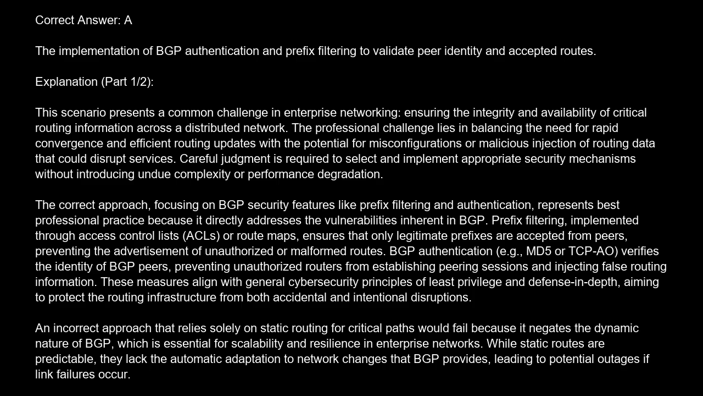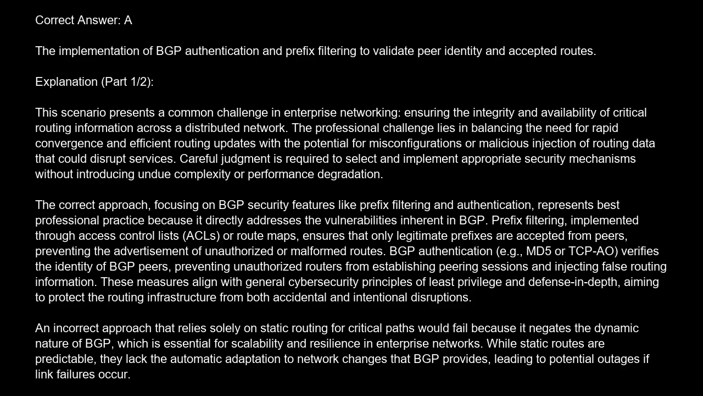The correct approach, focusing on BGP security features like prefix filtering and authentication, represents best professional practice because it directly addresses the vulnerabilities inherent in BGP. Prefix filtering, implemented through access control lists, ACLs, or route maps, ensures that only legitimate prefixes are accepted from peers, preventing the advertisement of unauthorized or malformed routes.